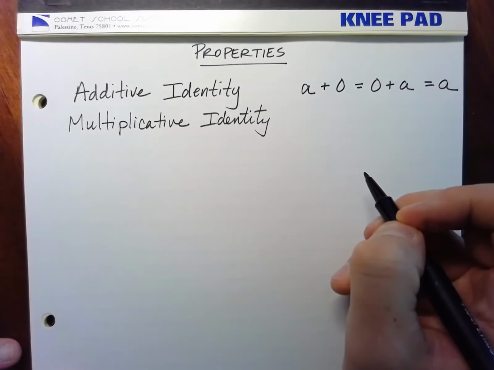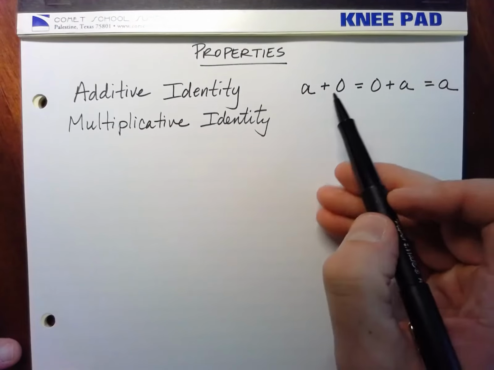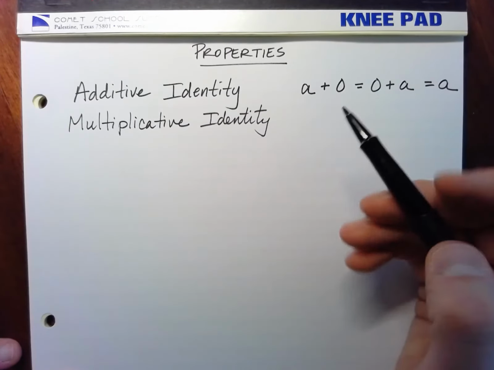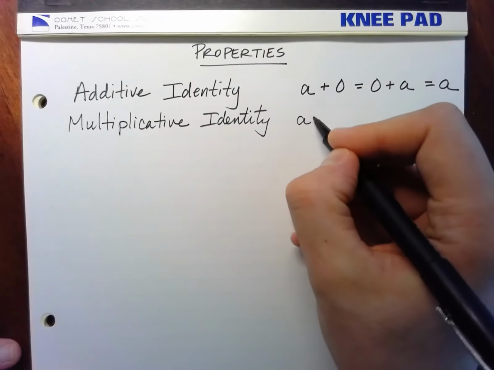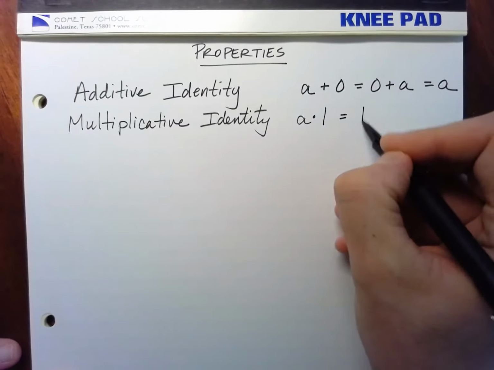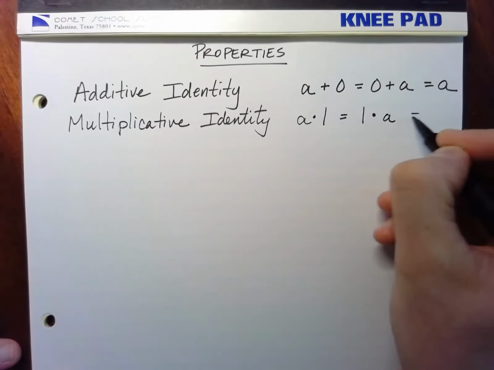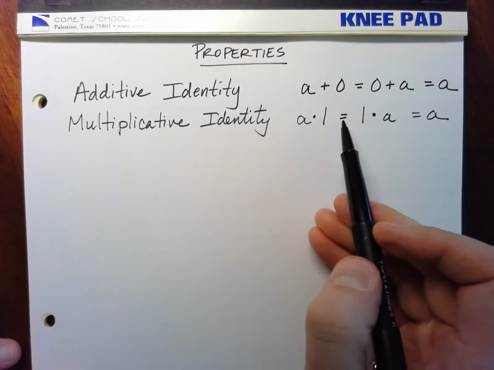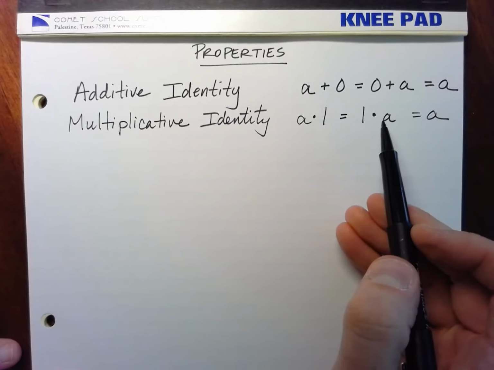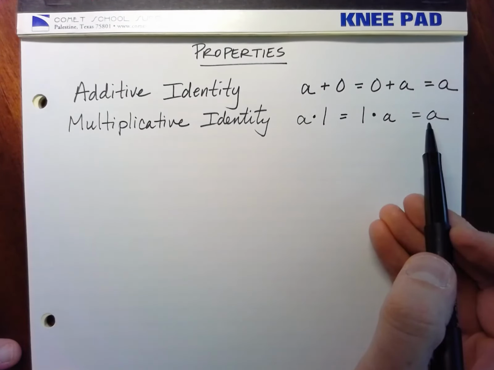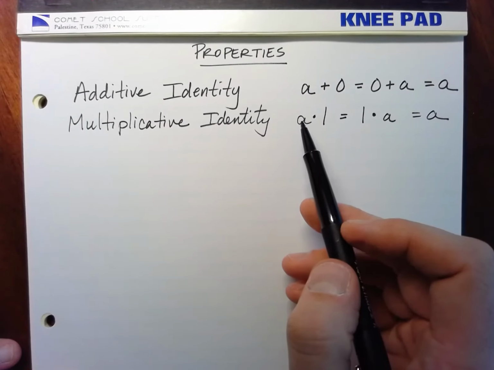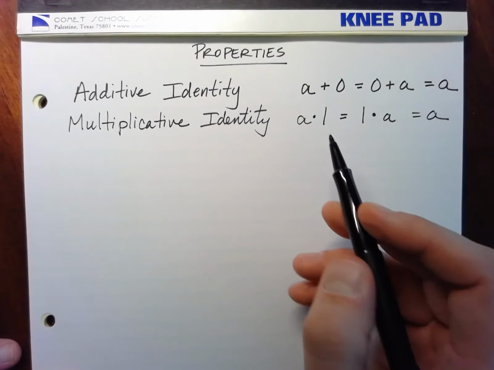identity, which, if you're adding 0 and it doesn't change anything, then what do you think you're going to be multiplying by? Well, you're going to be multiplying by 1. And it doesn't change anything. So you can take any number times 1, and that's the same as 1 times that number, which is the same as that number. Okay, this a can be any number. Remember, it's an unknown value. Okay.